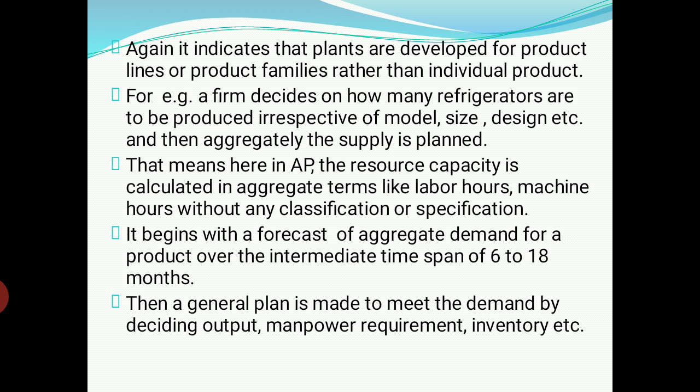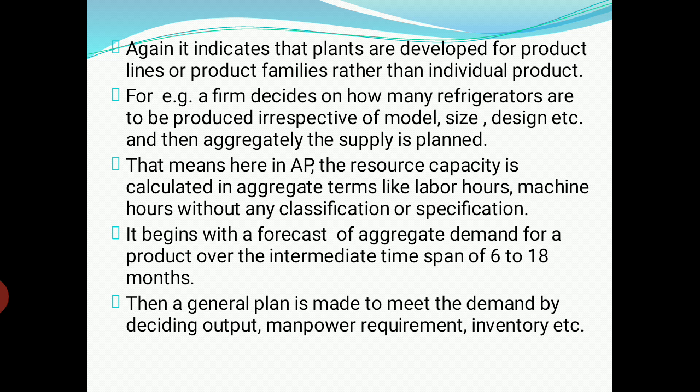There may be say 1, 2, 3, 4 sizes, right? Say 650 ml, it may be 25 liters, it may be 50 liters, it may be of various kinds of sizes. That is not considered while doing aggregate planning. But what number of refrigerators may be demanded during the 6 to 18 months, that is calculated, and accordingly the aggregate planning is done. That means it is not done for a single product, it is done for the whole product line, or it may be done for the product family together, right? That is why it is known as aggregate planning.